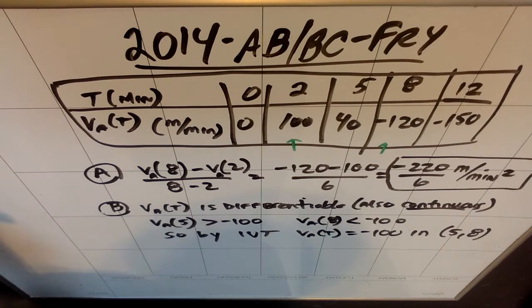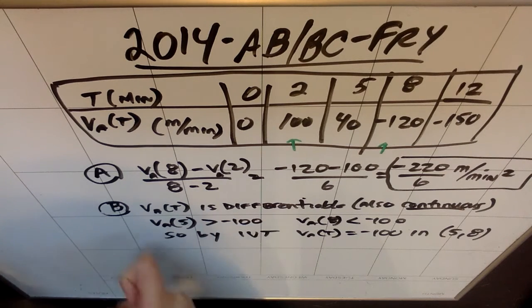So by the intermediate value theorem, if you started above negative 100 and ended up below negative 100, you have to cross negative 100. So you needed to mention the intermediate value theorem. You need to mention that it applies because the function is continuous. And then you need to actually mention that VA of 5 and VA of 8 fall in the respective spots that they do relative to negative 100.